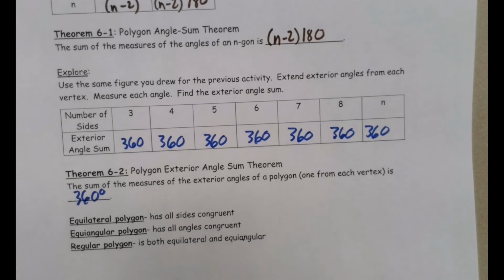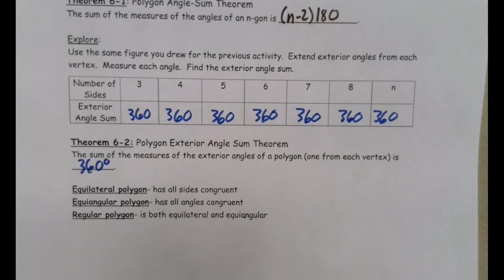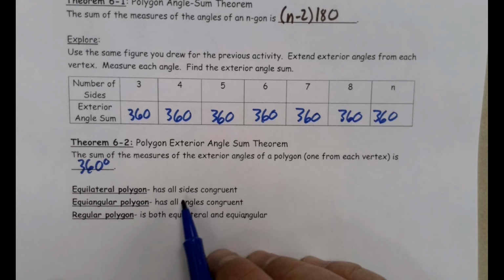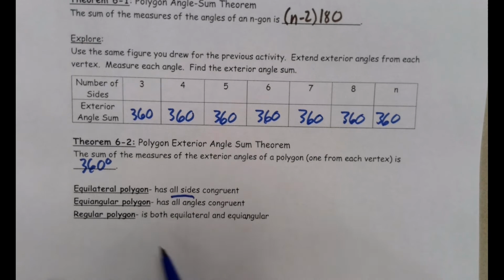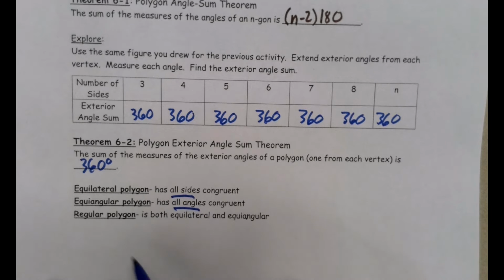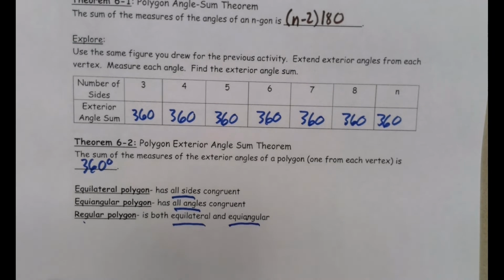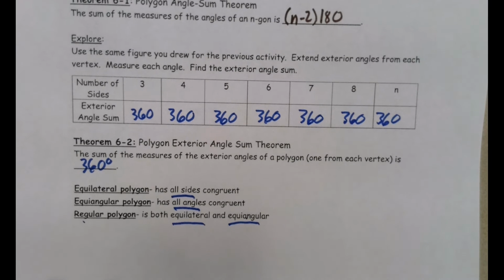All right, a couple more things, or three more terms. Equilateral polygon: all sides congruent. Equiangular polygon: all angles are congruent. A regular polygon is both equilateral and equiangular. All the sides are congruent, all the angles are congruent.